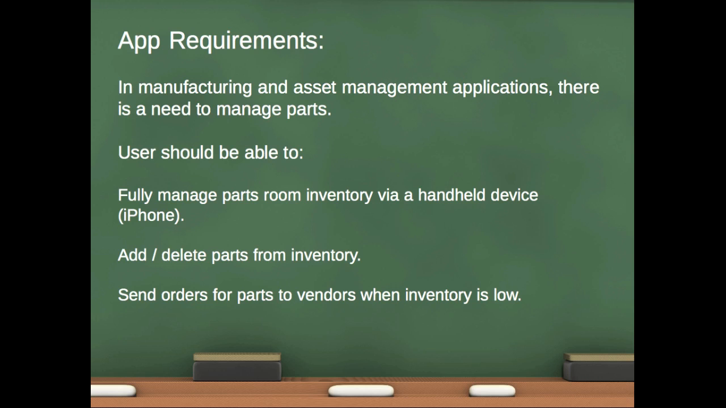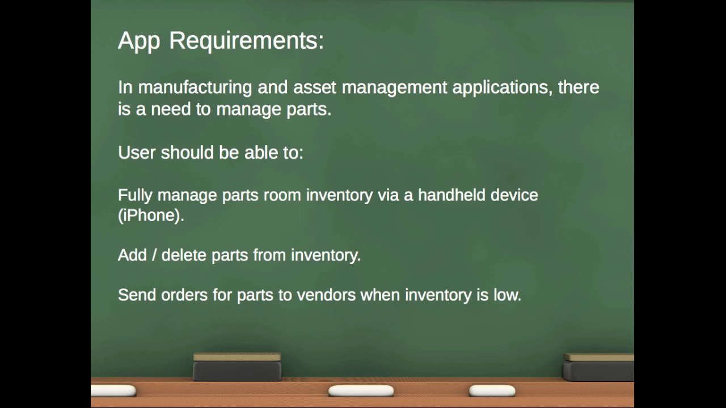When we have a manufacturing concern or an asset management concern, there are assemblies and there are parts. We have a need to manage parts and those assemblies. So the idea is we have two basic kinds of user. We have a parts room clerk or clerks that manage the parts inventory of the parts room, and we also have a manufacturer, a person on a manufacturing assembly line that puts those parts together into assemblies.